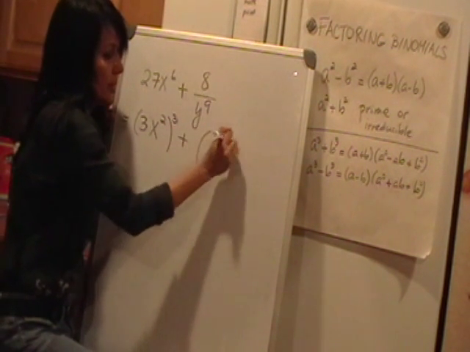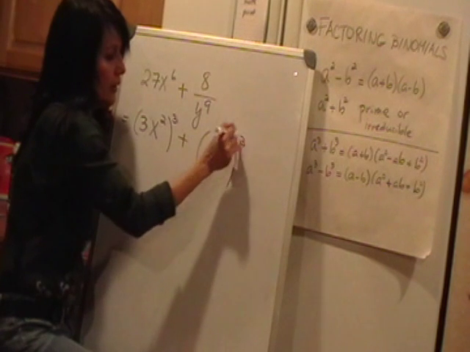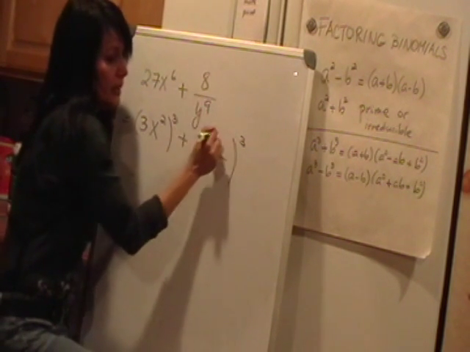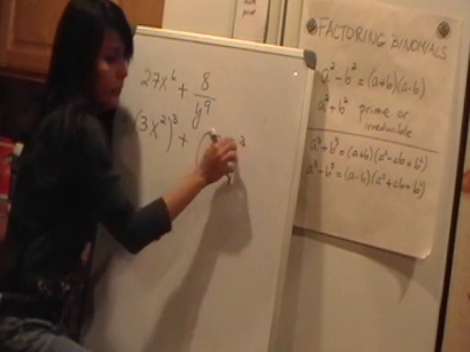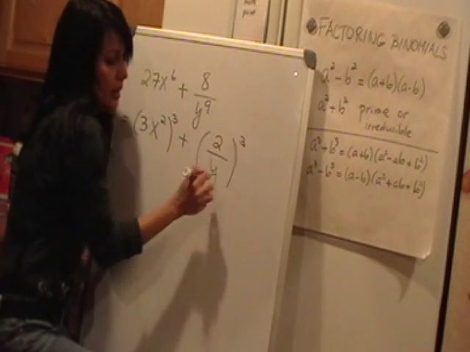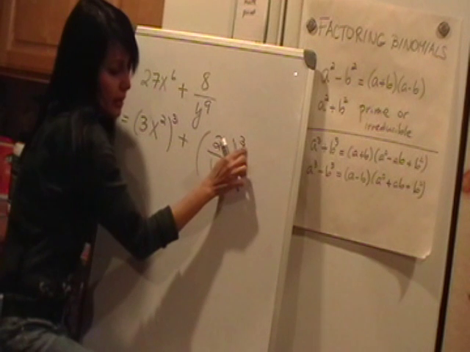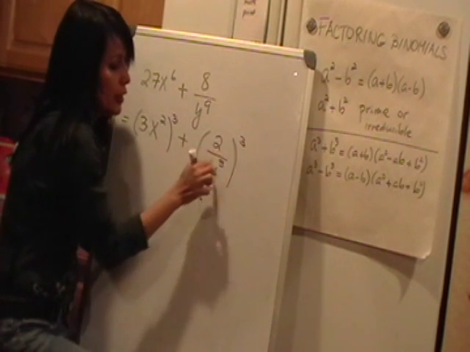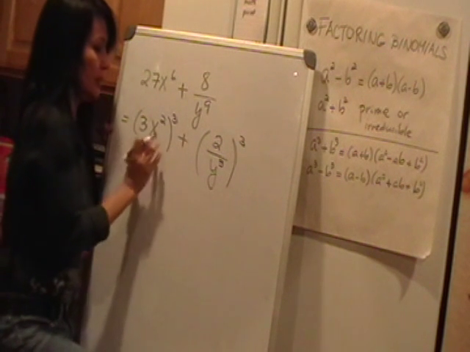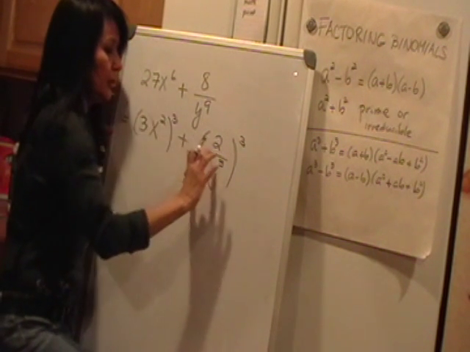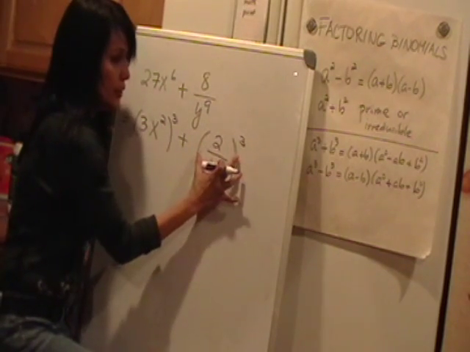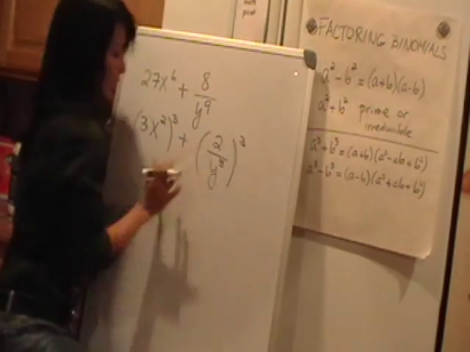Plus, now let's look at what's happening with 8 over y to the 9th. We want to see if we can write it as something cubed. Well, we know that 8 is 2 cubed, right? 2 to the 3rd is 8. Y to the 9th is y to the what? Times what times 3 will give you 9? So y to the 9th is y cubed. So again, we see that we have the mold a cubed plus b cubed, right? This is your a and this is your b in your formula, okay?